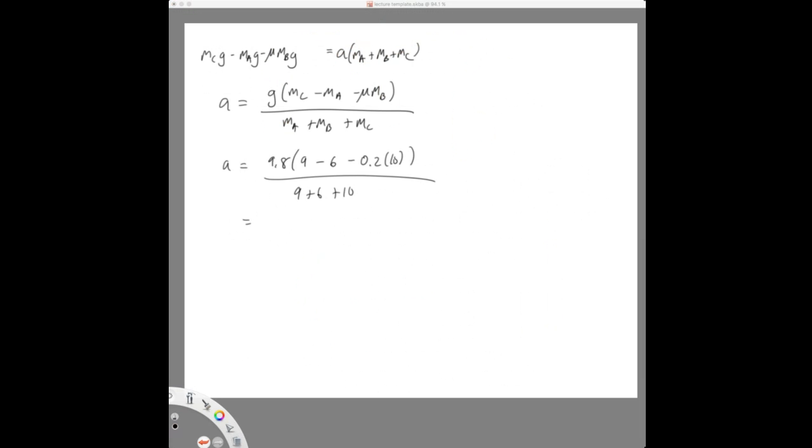Okay, good. Now, if I get a positive number, everything is good. I am done. If I get a negative number, then it means I drew my friction in the wrong direction because this thing is moving the opposite way. So let's see what we get.